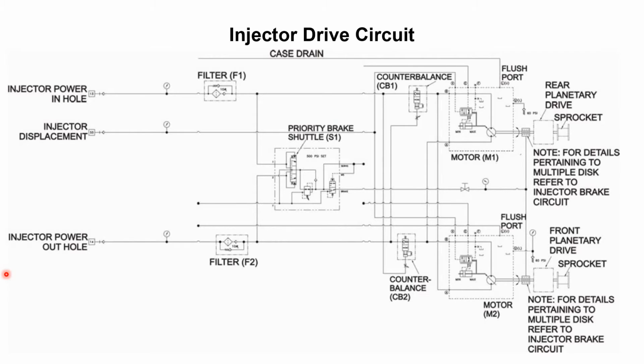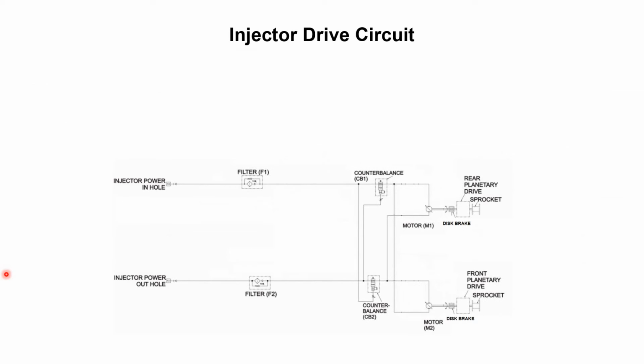But to keep our understanding simple and step by step, we'll first discuss the main injector drive circuit, that is, how the injector motors are being driven. So here we have the simplified version, where we have removed the extra details, the motor brake circuit, displacement circuit and other things. We have just taken the main drive circuit, that is, how the motors are being driven. Now we'll discuss this circuit.